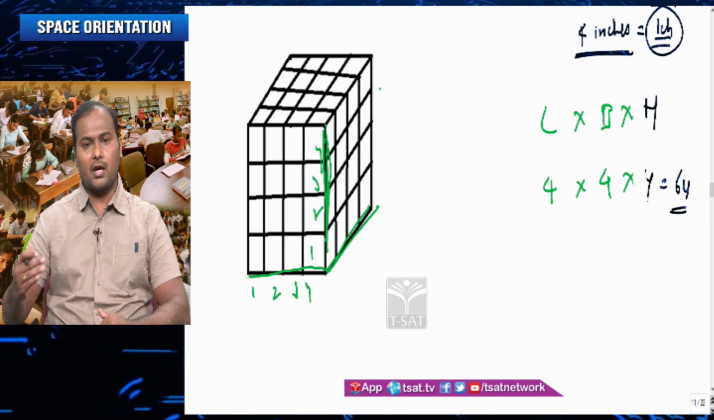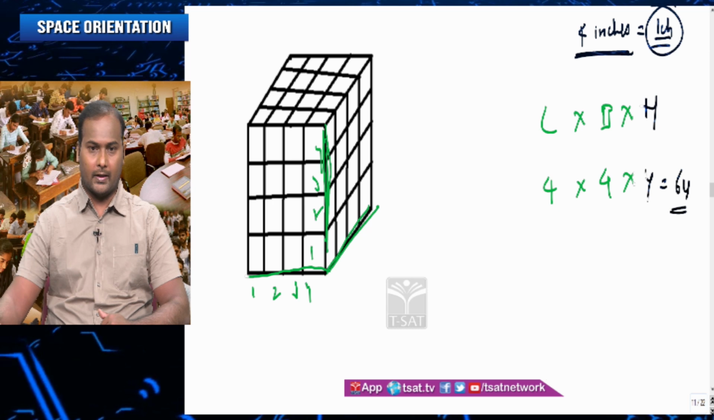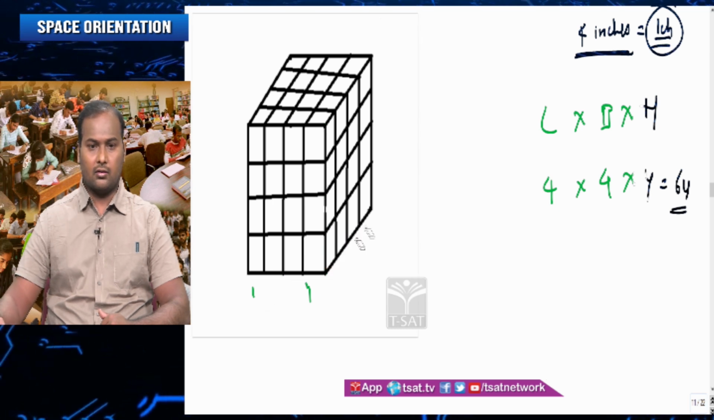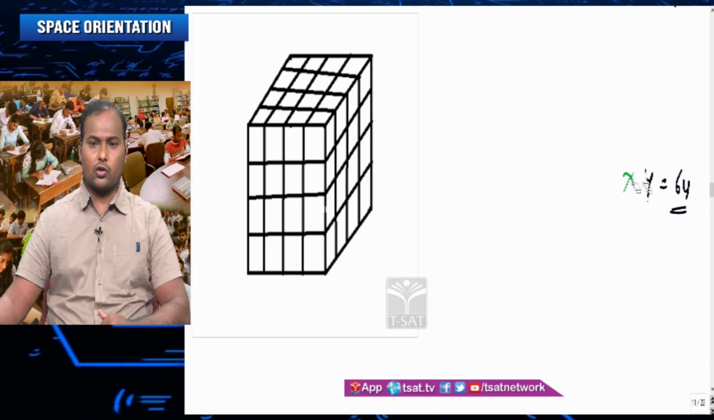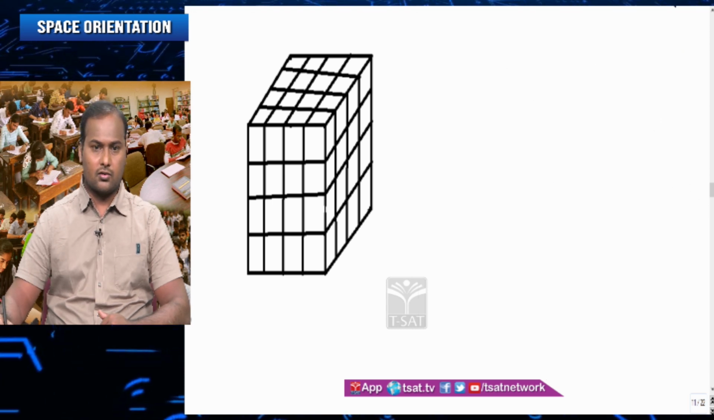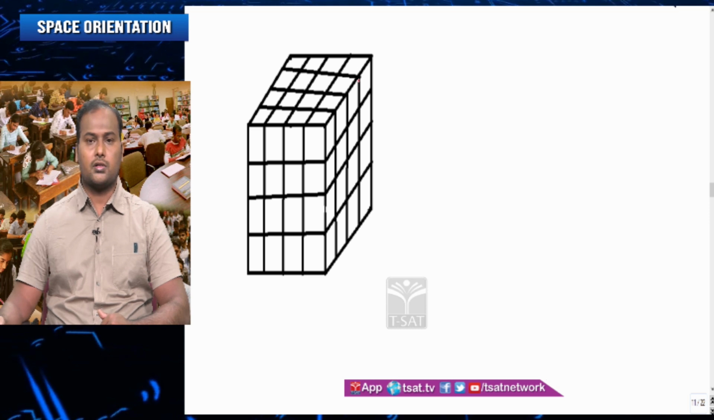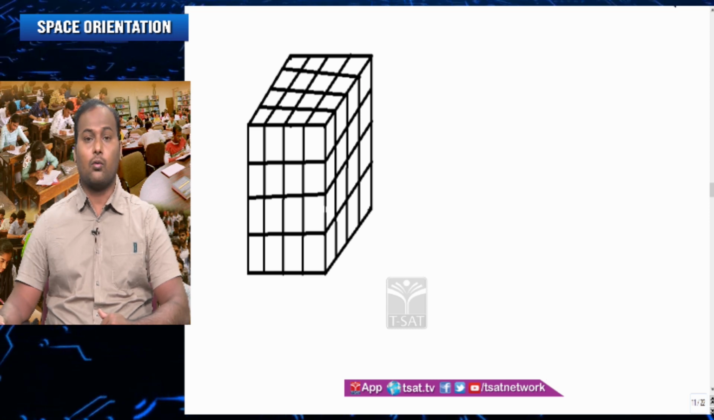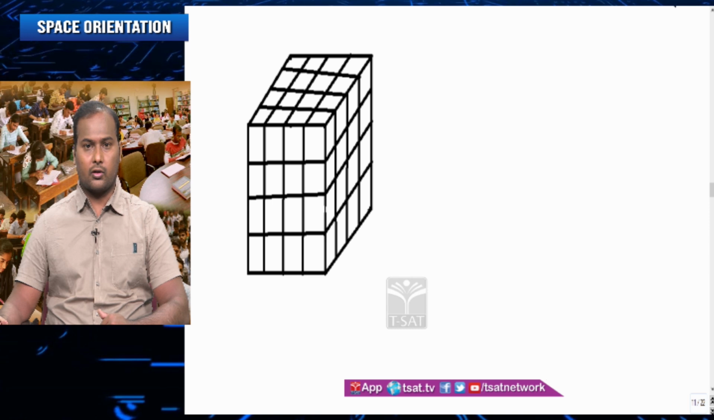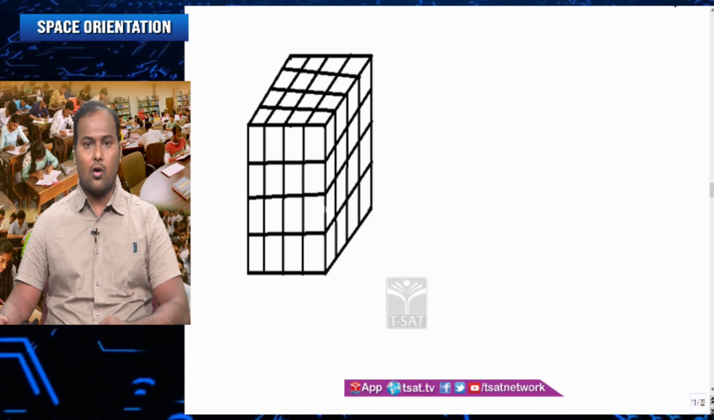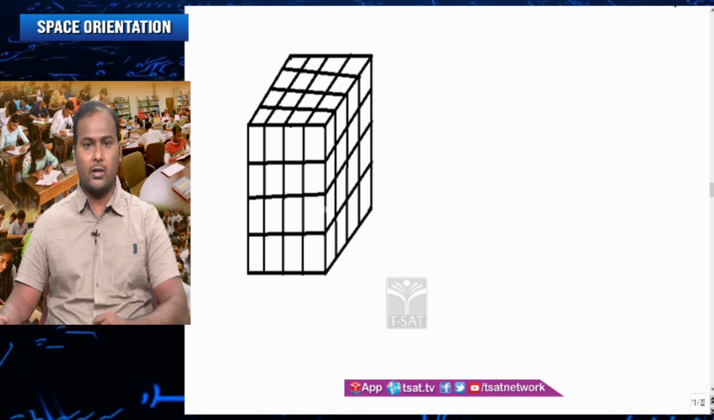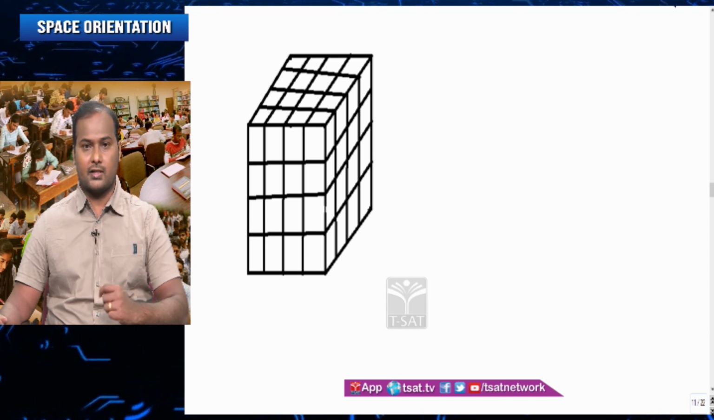Now the question is, imagine the entire cube is painted. Once the entire cube is painted with any color, so imagine I am taking red. Now the question is, how many small cubes will have only one side paint? How many small cubes will have two side paint? How many will have three side paint? How many will have four side paint? How many small cubes with zero side paint also?